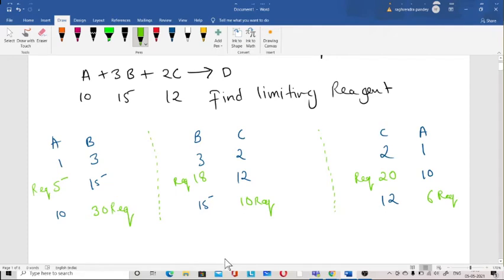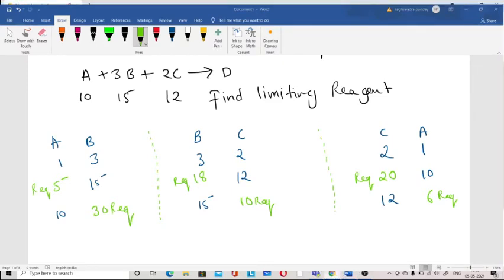Okay. Have you all understood this part? All of you are getting this? Anybody listening or not? Yes, sir, listening.